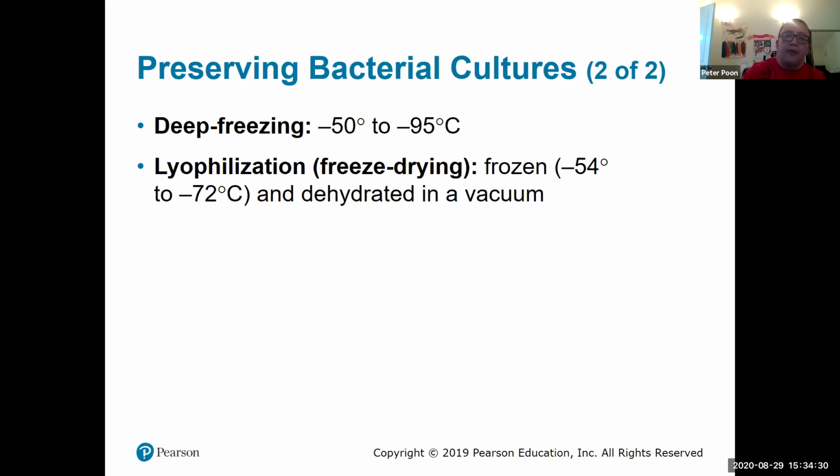Okay. So deep freezing, between -50 and -95 degrees, is where you're dropping the culture into liquid nitrogen, or a -80 freezer, and nothing happens to it. Lyophilization, or freeze drying, is where you dehydrate it in a vacuum, and it becomes really dry and frozen. They don't grow anymore.